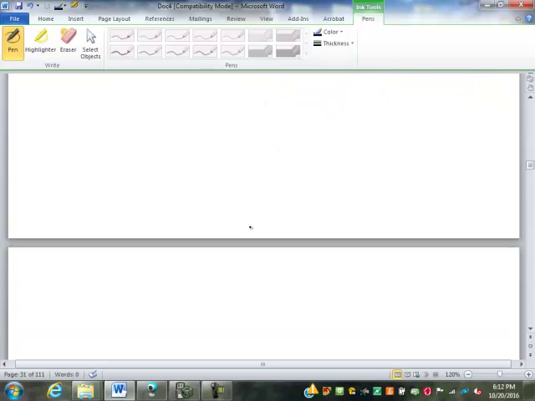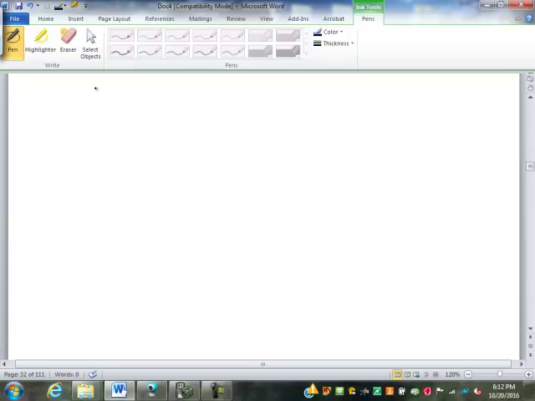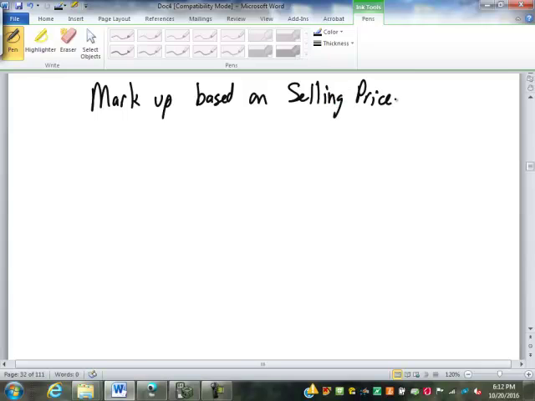So now the other type of markup is markup based on selling price. Once again, the base is the key word, which implies that 100% goes with the selling price. So far, every time we've set up one of these tables, that 100 has to go in the top slot of that percent column. Here, it's not going to do that anymore.